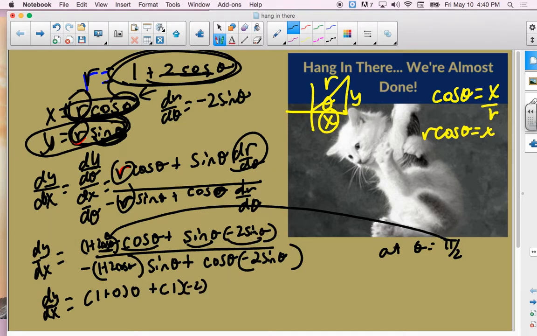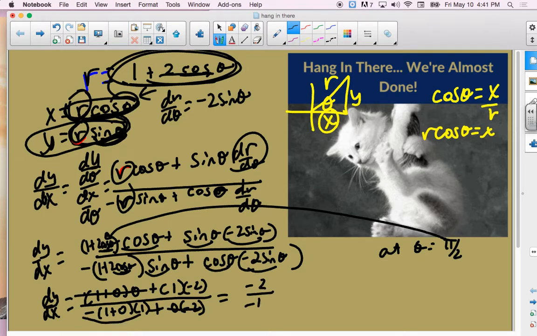Makes that negative 2. On the bottom, the cosine of pi over 2 is 0. The sine of pi over 2 is 1. The cosine of pi over 2 is 0. So this gets knocked out, and you have negative 2. And this gets knocked out, and this gives you negative 1. And so you get 2 for the slope of your tangent line. If you needed x and y, you've got the information here.